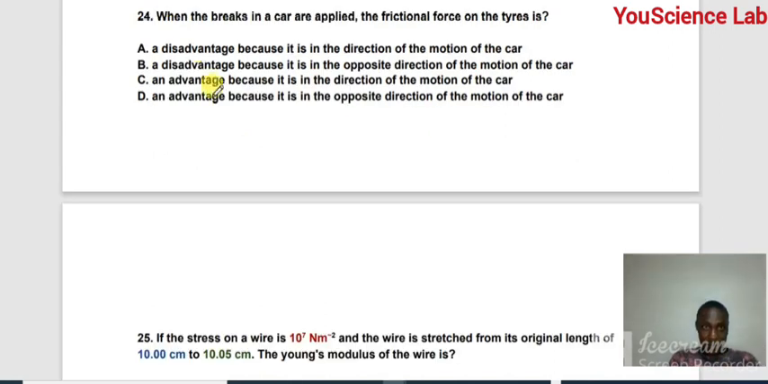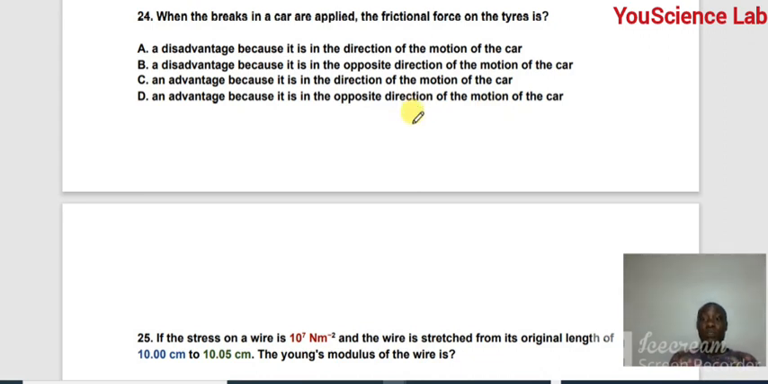That's the option. Question 34. When the brakes in a car are applied, the frictional force on the tire is: A, a disadvantage because it is in the direction of the motion of the car. B, a disadvantage because it is in the opposite direction of the motion of the car. C, an advantage because it is in the direction of the motion of the car. D, an advantage because it is in the opposite direction of the motion of the car.